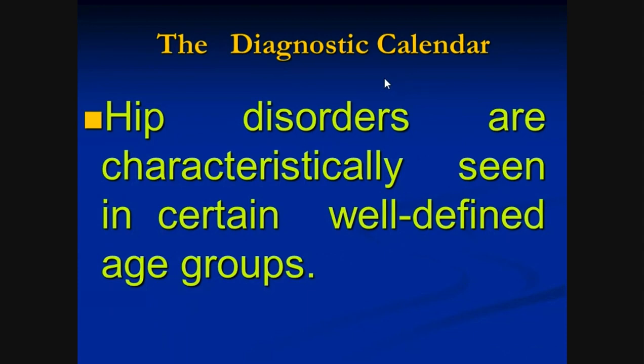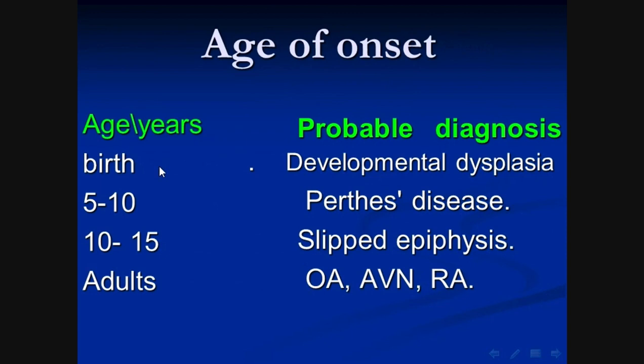Hip disorders are characteristically seen in certain well-defined age groups. The age is very important to give us a suggestion of what we can see. At birth, we must look for developmental dysplasia of the hip joint. At age 5 to 10 years, Perthes disease is common. At 10 to 15 years, we can see slipped capital femoral epiphysis. In adults, osteoarthritis, avascular necrosis, and rheumatoid arthritis.